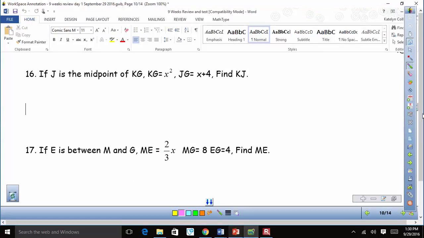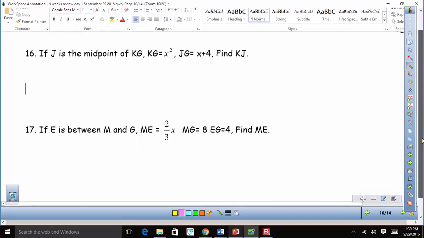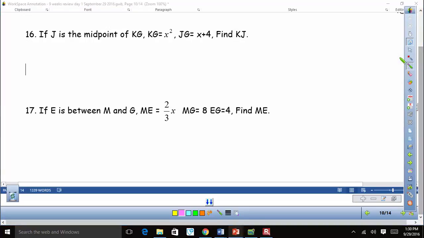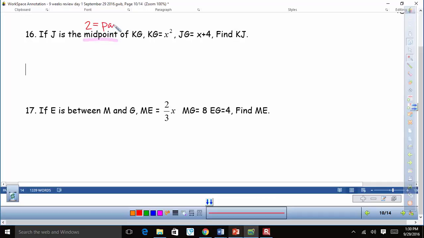So the first one I want to look at is number 16, which is on your second page. So flip and look at 16. So 16 says if J is the midpoint of KG. So the first thing I want to note is that it's a midpoint problem. What does midpoint mean? It means what? So what does that mean about the two segments if it's in the middle of the line? So we have 2 equal parts for midpoint, okay?